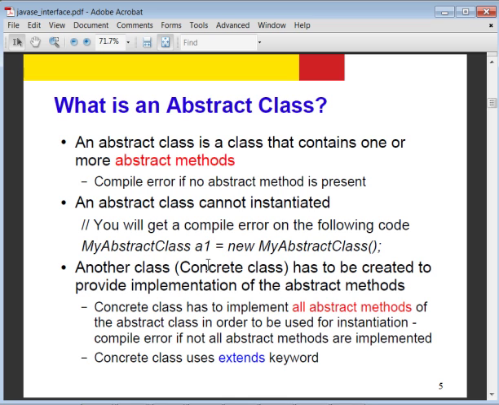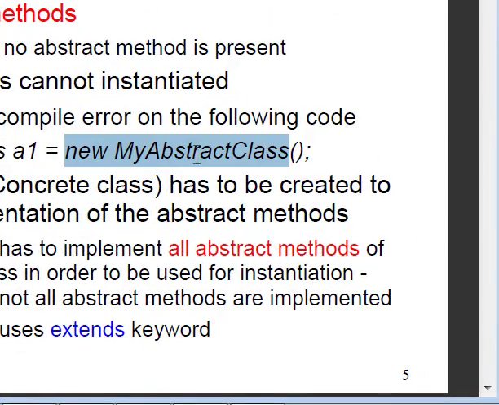Now, because an abstract class contains abstract methods, it is not something that you can instantiate. An abstract class cannot be instantiated, meaning you cannot create an object instance from an abstract class. So if you try to instantiate an abstract class like this, that's a compile error.